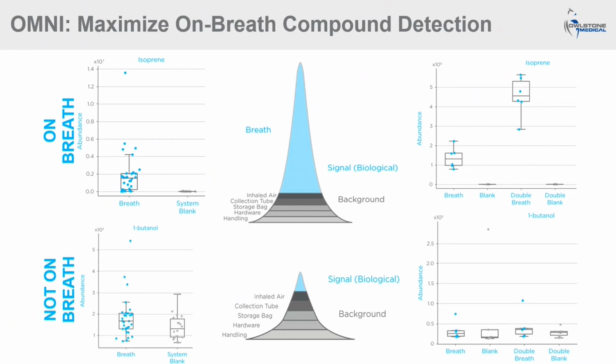If we take the example of 1-butanol, though, which has also been reported as a potential VOC biomarker in the field, we can see that in our hands, in this healthy population at least, the compound is not present at a significantly high level on breath versus system blank. And when we take a double breath sample, we can see that 1-butanol is not doubled.